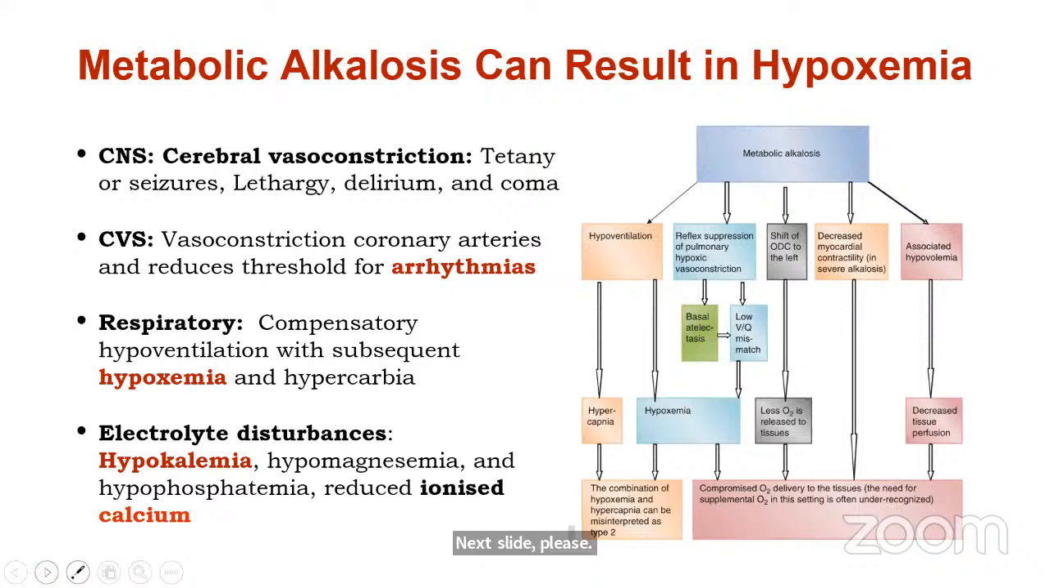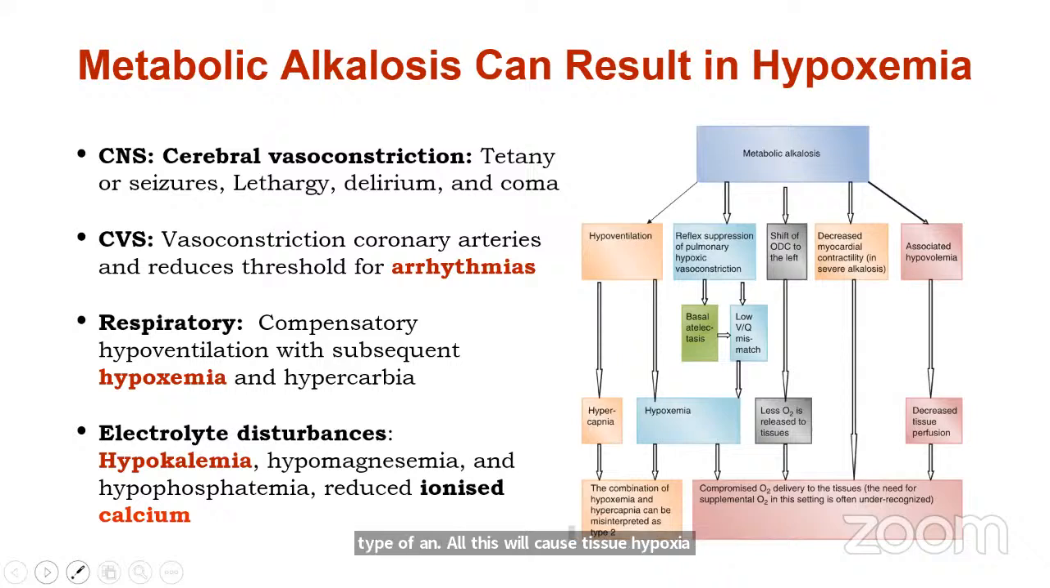So metabolic alkalosis is not a benign problem. It has lots of systemic problems. One is the hypoventilation that is associated with hypoxia and hypercarbia. Second, there will be loss of hypoxic pulmonary vasoconstriction that will be associated with V/Q mismatch. There will be a shift of the oxygen dissociation curve towards the left side, so there will be more affinity of the hemoglobin to the oxygen, so less oxygen delivery to the tissue. There will be myocardial depression and associated hypovolemia. All this will cause tissue hypoxia.